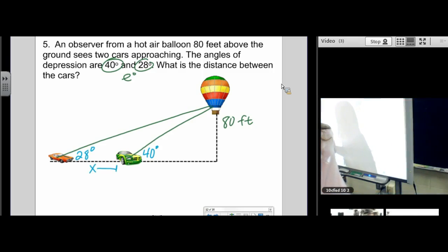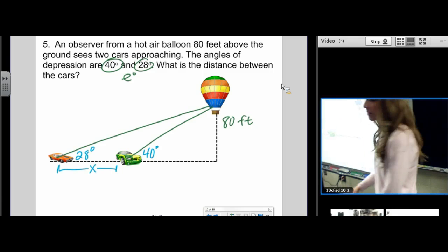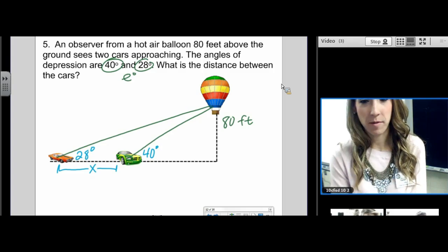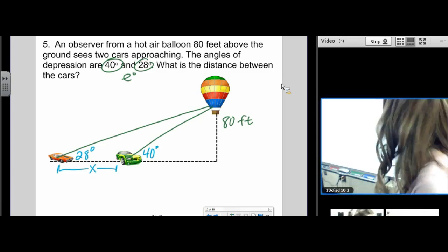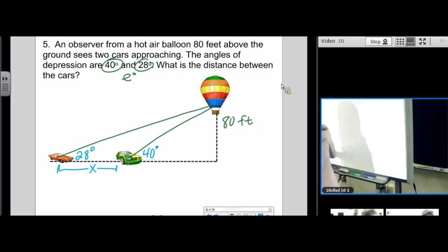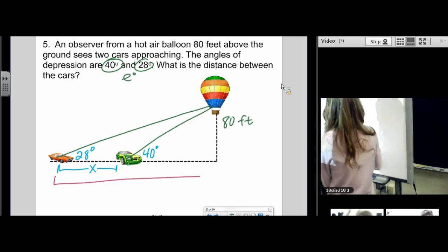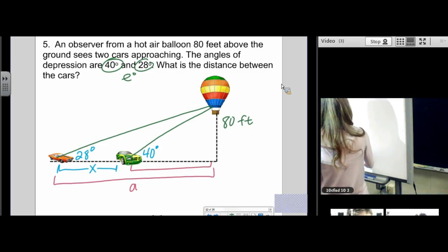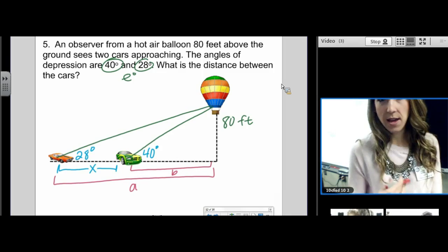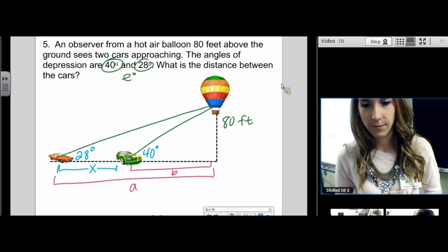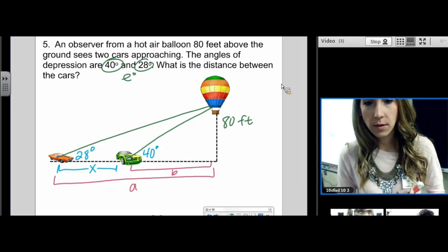Whoa. So this is what we're looking for. That's X. You can't find X with one trig problem. You just can't. So what I recommend you do is you're going to have to find A, and you're going to have to find B. Using trig, you'll find A. Using trig, you'll find B. And then you'll just subtract them, and you'll know what X is. Okay? What are you going to use each time?